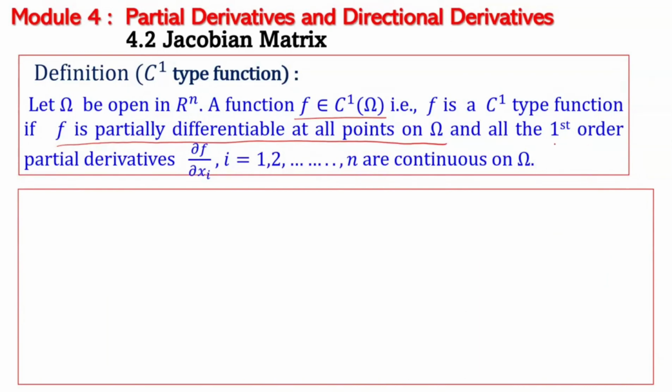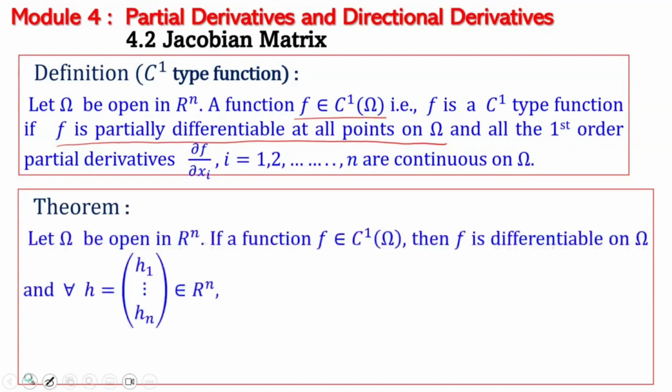And all the first order partial derivatives, which we denote as del f del xi, where i is 1 to n, are continuous on omega. So there are two conditions: it should be differentiable at all points on omega, and all the partial derivatives should be continuous. Then we call that function a type C1.